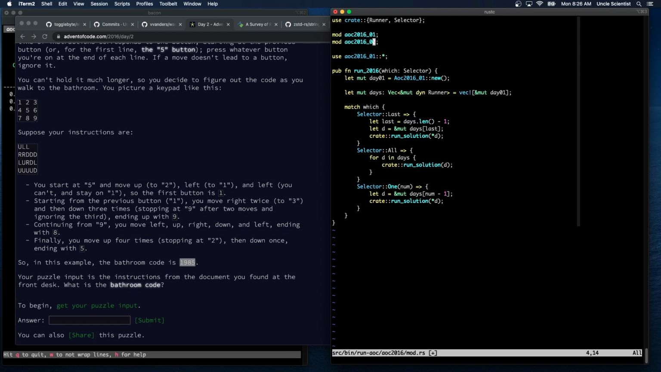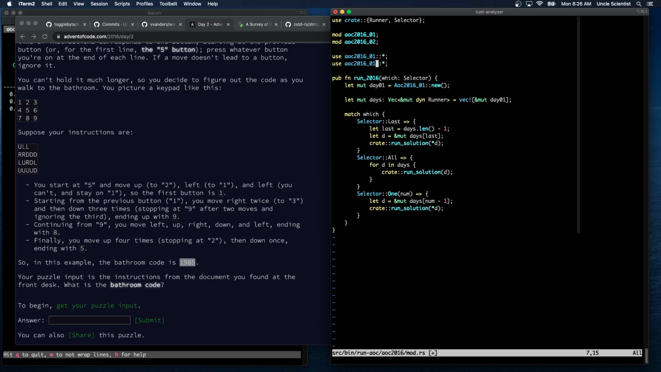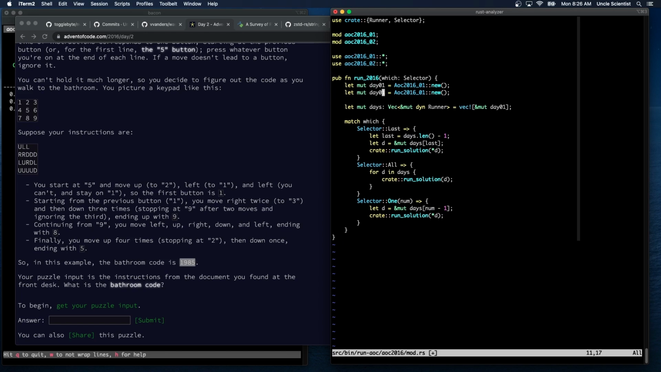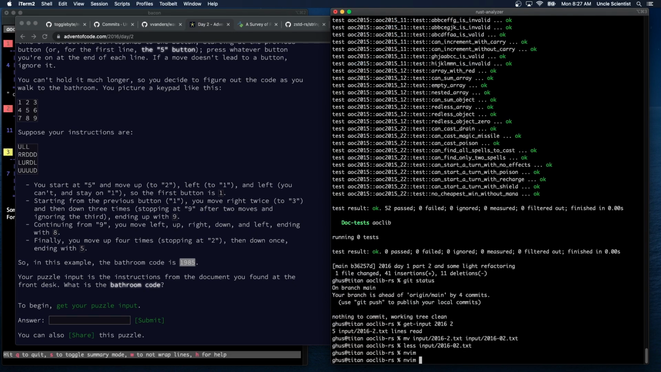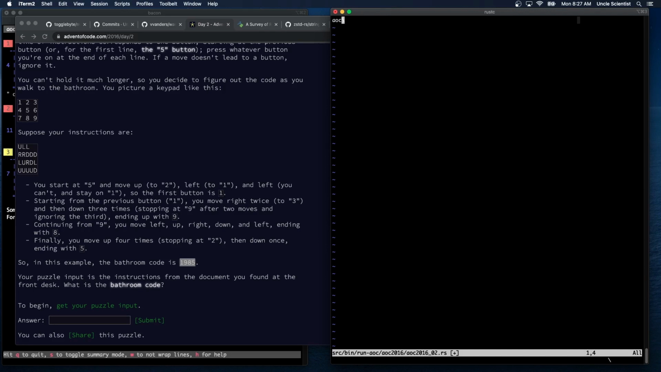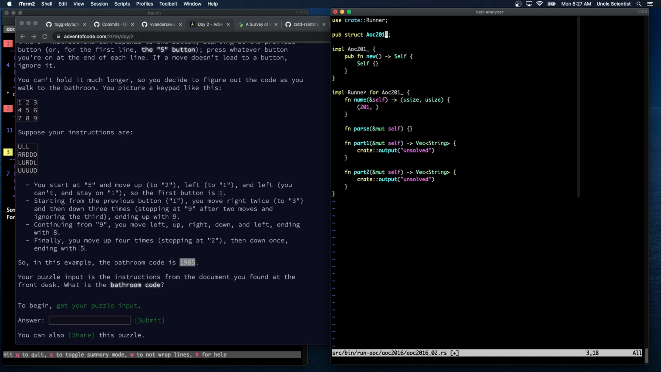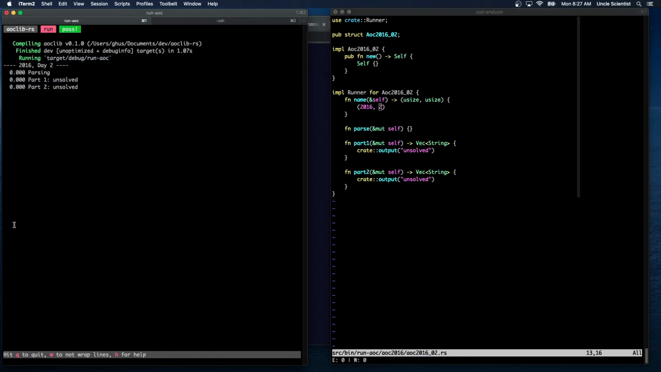So, day 2. Then it doesn't like the 0 here when we build, so we get rid of the 0, and then we should have unsolved.